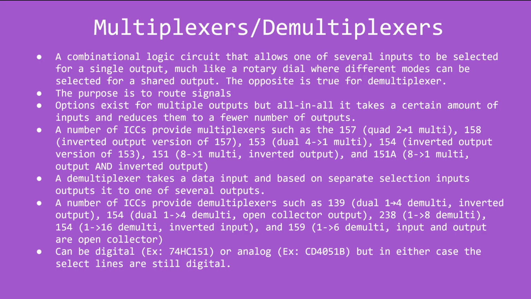All right, let's move on to multiplexers and demultiplexers. They're a combinational logic circuit that allows one of several inputs to be selected for a single output. Kind of think of a rotary dial where different modes can be selected for a shared output. The opposite is true for demultiplexers, where it's one input into multiple outputs. The largest ratio is usually 16 to 1, although apparently there are examples of 32 to 1. After that, you're using other technologies that have their roots in multiplexing.